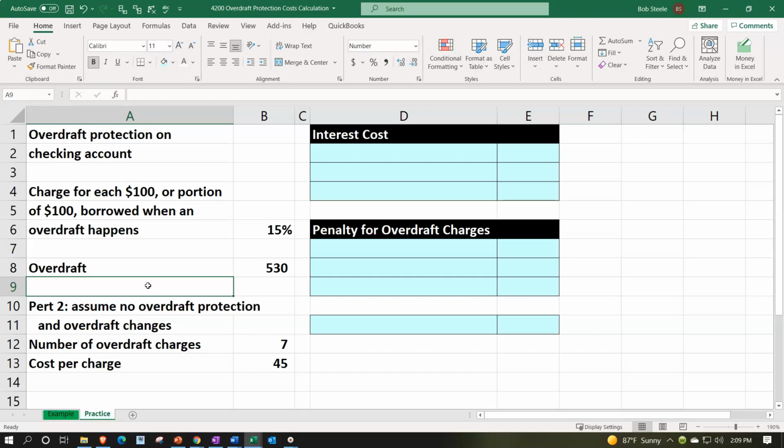So if we had the overdraft, let's say the number of $100 increments that we're going to have here, it's a little bit tricky. It's not 500, but 500 up to 600, right? Because we have the increment of 30 up to the 600. So we could just type.